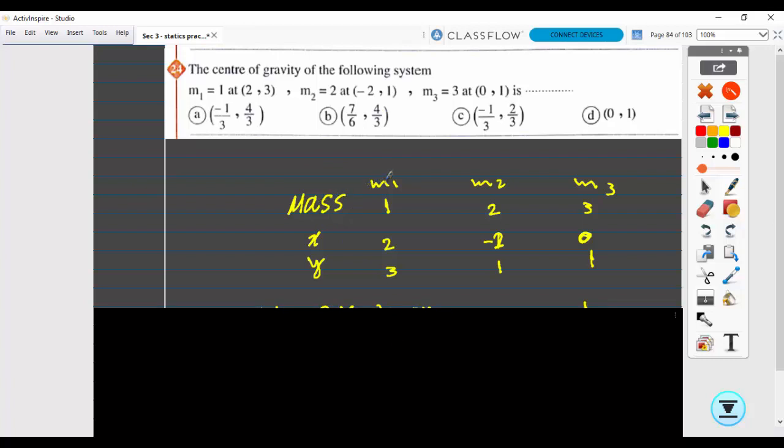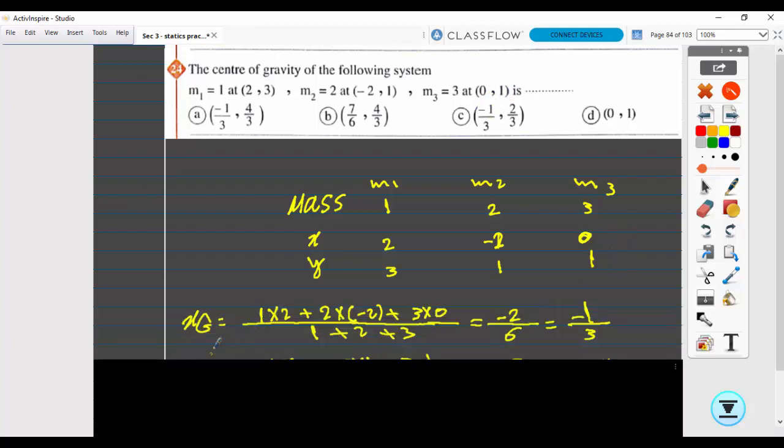a table of masses M1, M2, M3, and here we will write the coordinates x and y. The mass M1 is 1, M2 equals 2, M3 equals 3. The coordinates of M1, x and y, are 2 and 3 from the given. Also the coordinates of M2 are negative 2 and 1. What is the coordinate of M3? The x coordinate equals 0, the y coordinate equals 1. So we write 0 and 1.